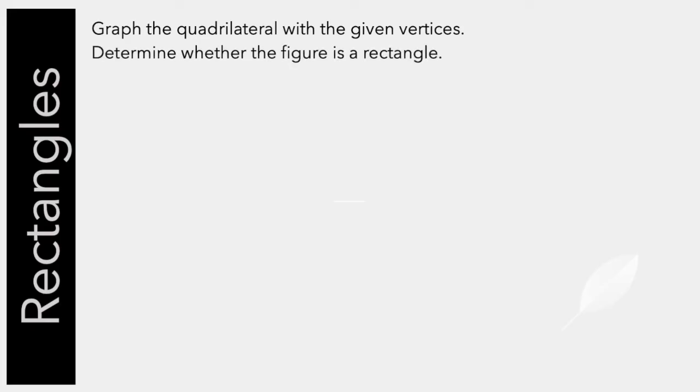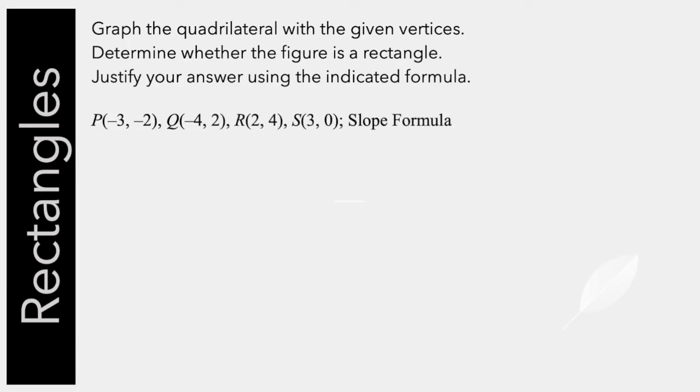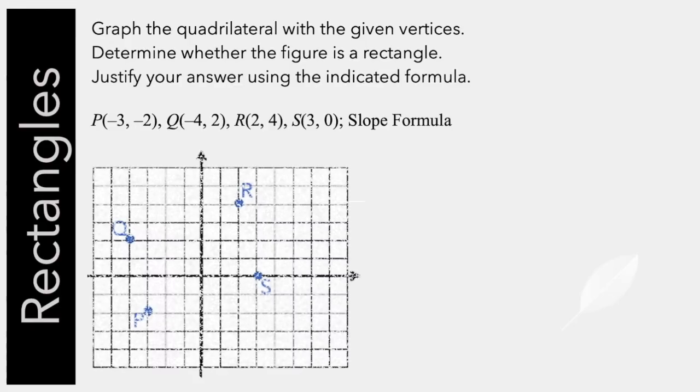Okay, now I've got a challenge for you. We're going to graph the quadrilateral with these given vertices, which I'll show you in a second. We're going to determine whether the figure is a rectangle, and we're going to justify our answer using the indicated formula. Let me show you what I mean. Here are some vertices. We're going to graph it, make sure it's a rectangle using the slope formula. So first we graph it.